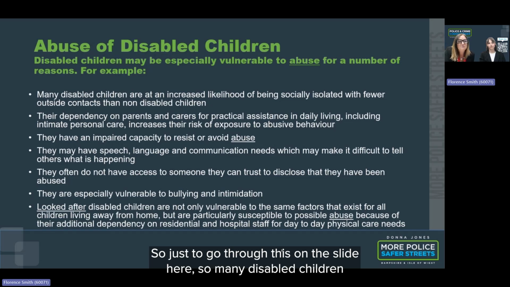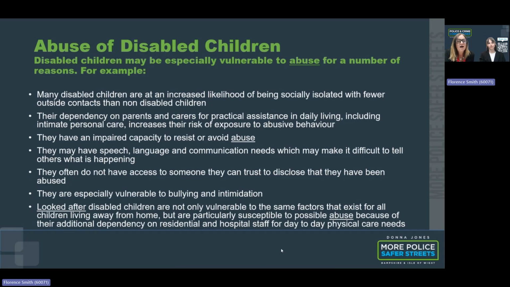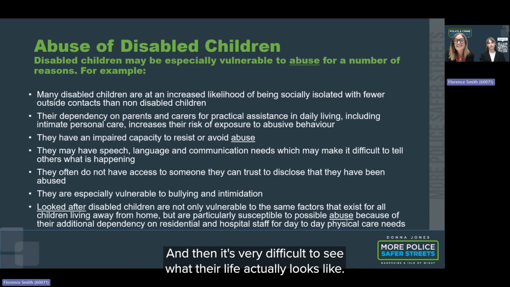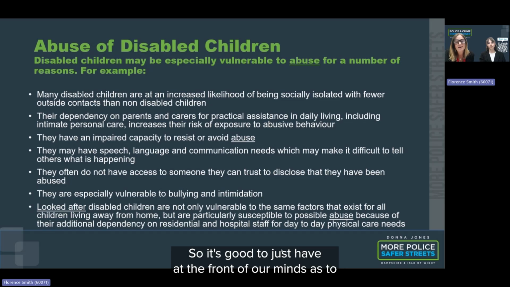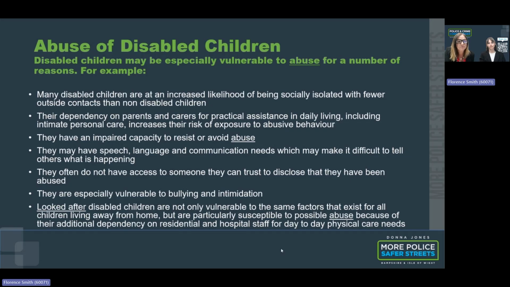So many disabled children have an increased likelihood of being socially isolated with fewer outside contacts than non-disabled children. So that also might be if a service runs a helpline, for instance, it might be that you have a disabled child that contacts that, and then it's very difficult to see what their life actually looks like. So it's good to just have it at the front of our minds as to what might be going on for that child at home or out in the community.